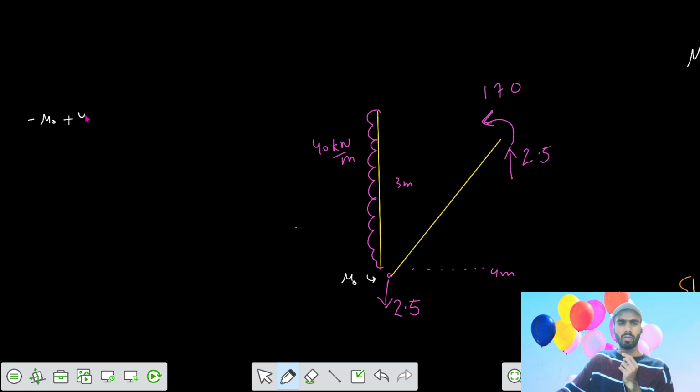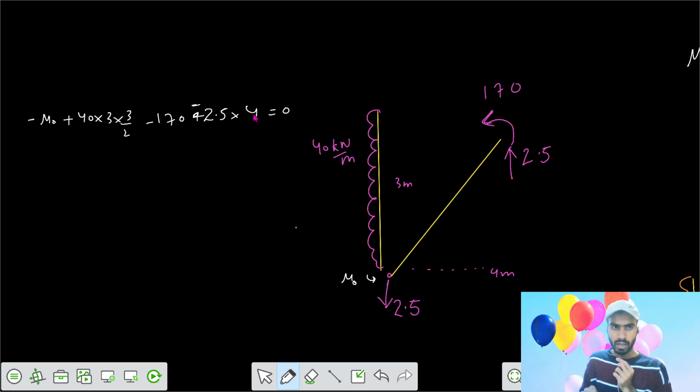Moment 0 will be anti-clockwise plus 40 into 3 into 3 by 2 clockwise minus 170 anti-clockwise plus 2.5 for a length of 4 meter equals to 0. If we calculate the value, we can say that 9 into 0.5 into your 40 minus 170 minus 2.5 into 10. So minus 15, the value comes 40.